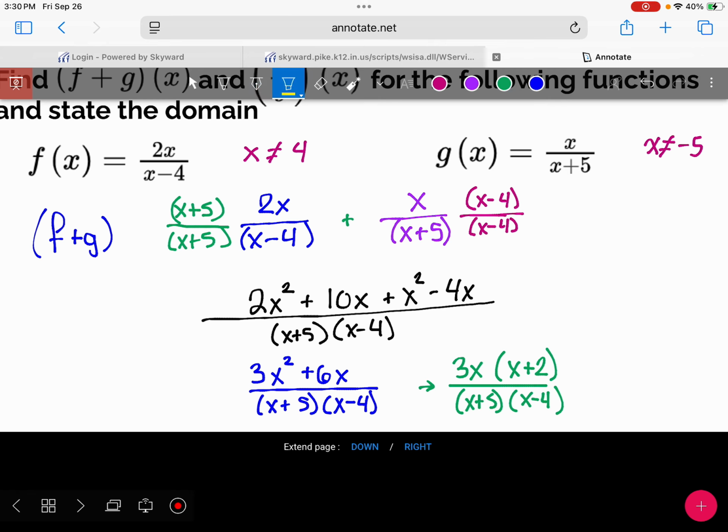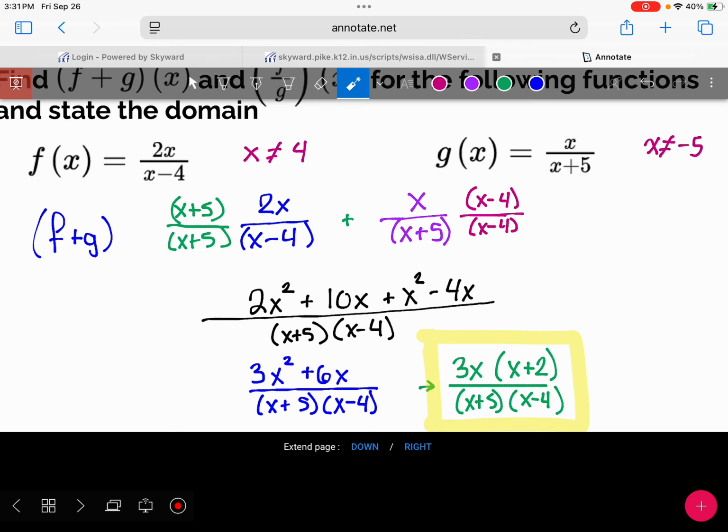So this is our totally simplified, absolutely beautiful, gorgeous 100% f plus g of x. This is also totally fine. I do want us to get past here. We want to combine those together into one fraction. So we want to combine those together. There's nothing that's going to simplify here.